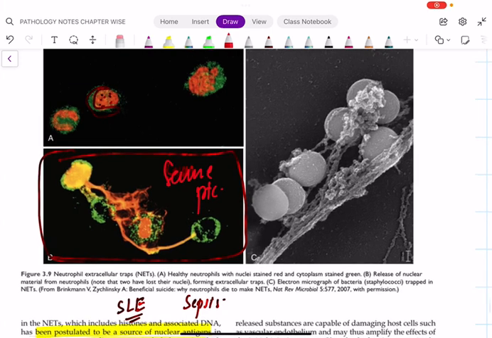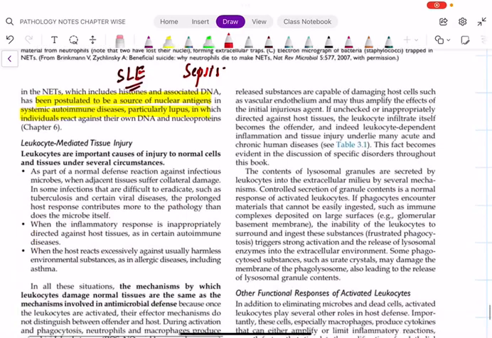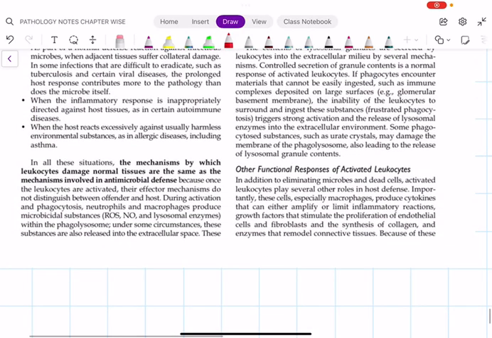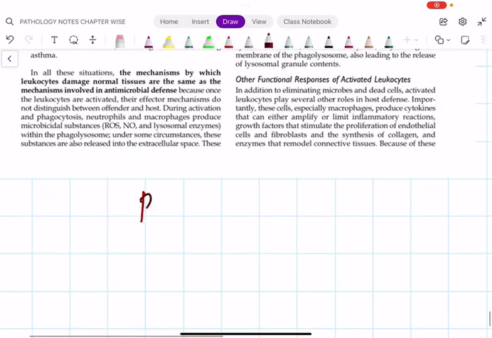Please focus on this. Same color, same picture copied from Robbins. They will give you a question paper, or in your entrance exam, they will ask you to identify. They will give sub-questions: which of the following is true, which is false. You can answer everything. Remember SLE and sepsis, NET, neutrophil extracellular trap. With this, part 1 is finished.